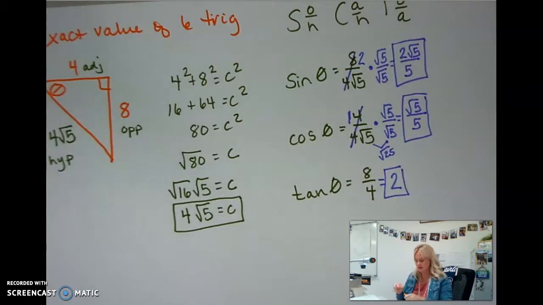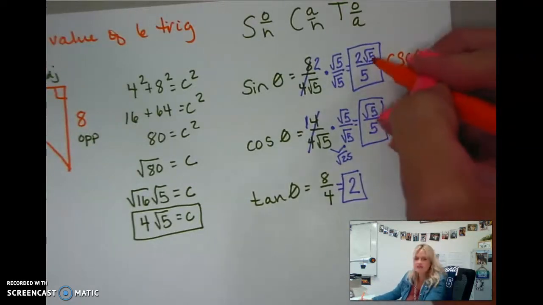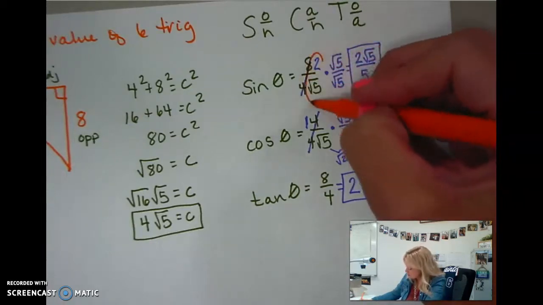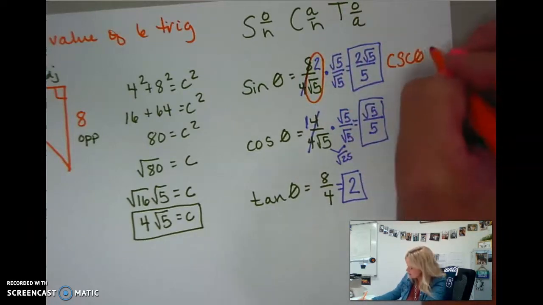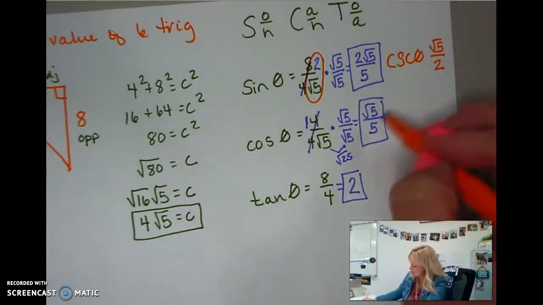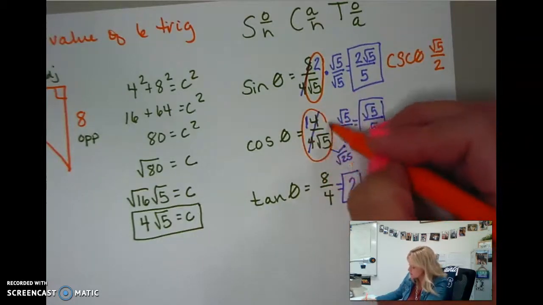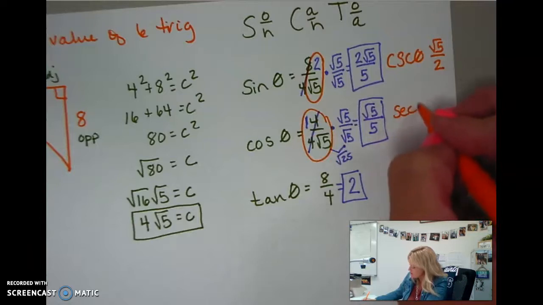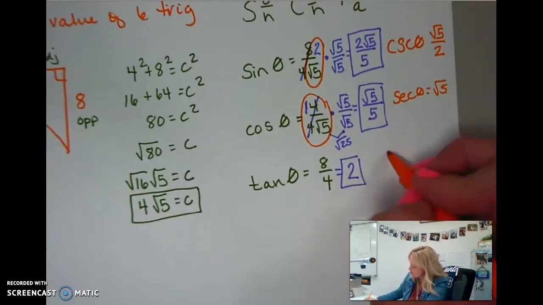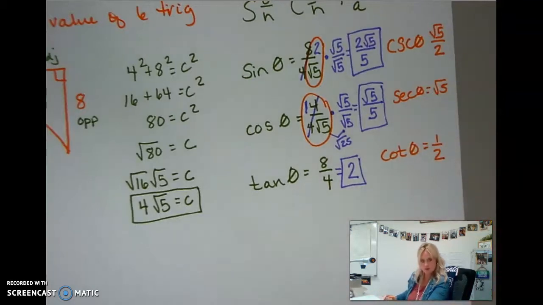Now, here's the trick. When I go back to cosecant, if I flip this, I'm going to have to rationalize again. I'm going to go back to the original before I rationalize and flip that one instead. Now I don't have to rationalize. Same thing here. If I reciprocate this, I'm going to have to rationalize. If I go back to the original, I'm not going to have to rationalize, and I get the square root of 5 over 1. Tangent is 2, or 2 over 1, so cotangent is 1 over 2.